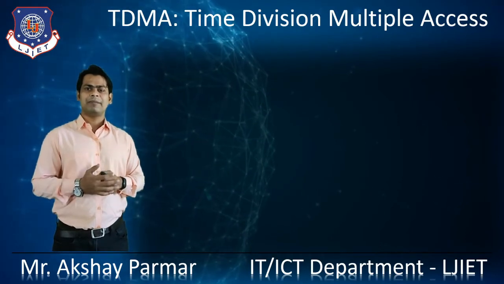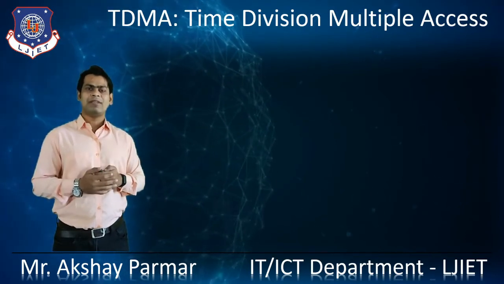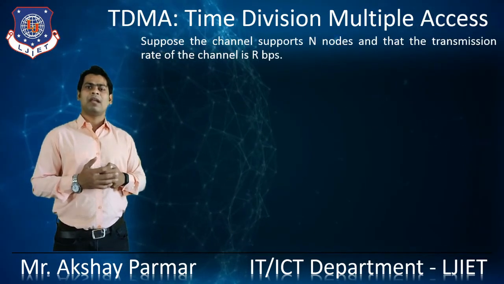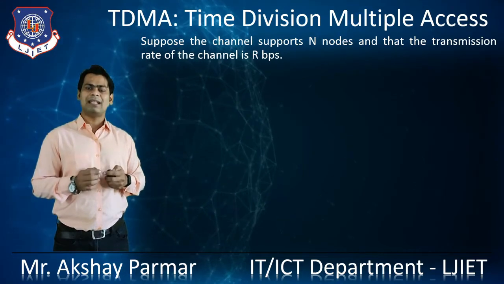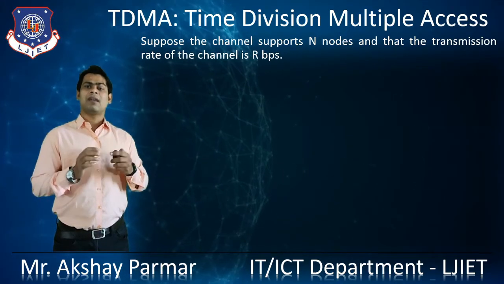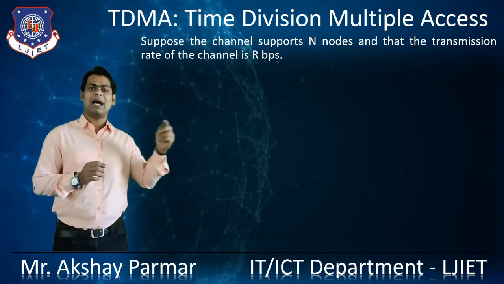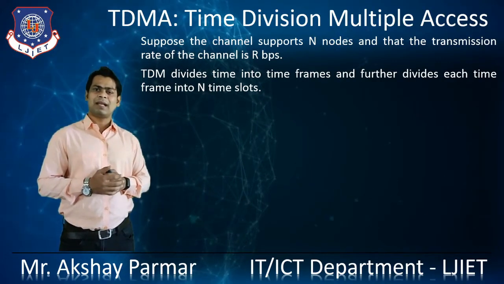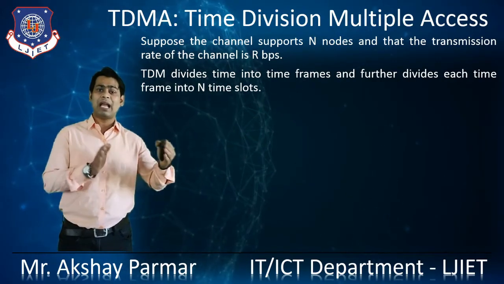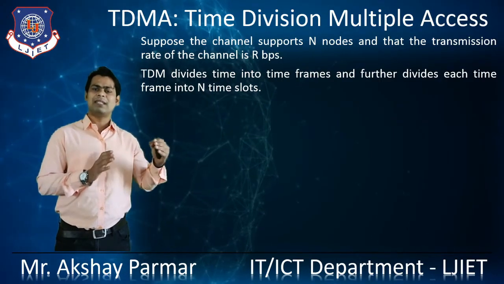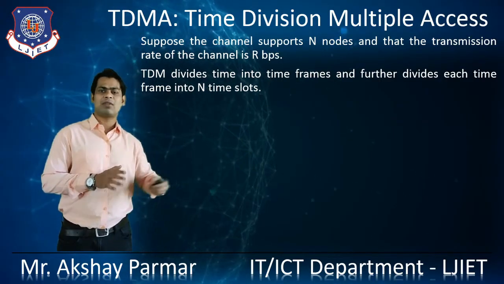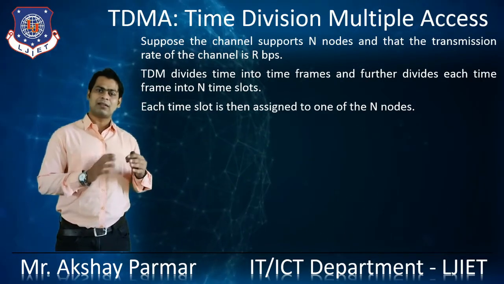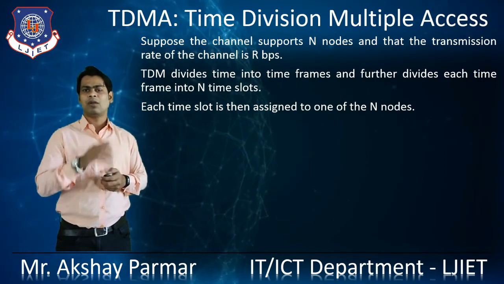So first of all, we will see the TDMA, the time division multiple access. What do we mean by time division multiplexing? Suppose the channel supports n nodes and the transmission rate of the channel is R bits per second. In time division multiple access, it divides time into time frames and further divides each time frame into n time slots. So that's how the TDMA works. Each time slot is then assigned to one of the n nodes.